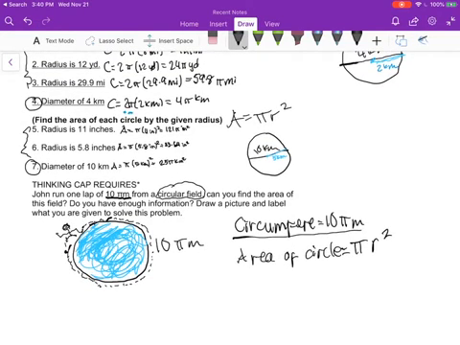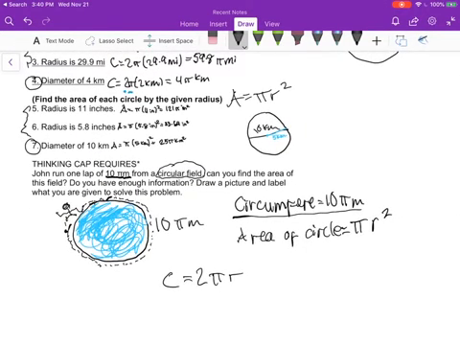First, let's write our formula for circumference. Circumference is equal to 2 pi r. And what are we given again? The circumference. So we know that the circumference is equivalent to 10 pi meters. So we have 10 pi meters equals 2 pi r.